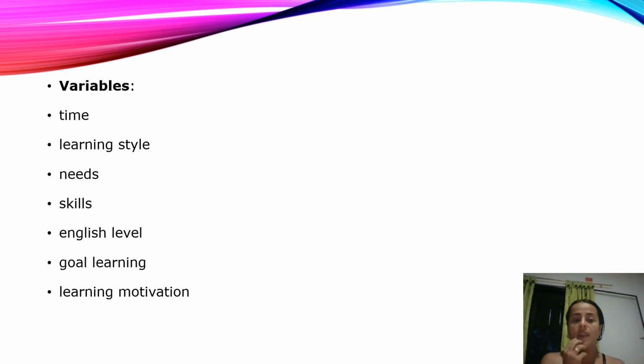English level, learning goal. The learning goal is to pass the exam so that she can be promoted at her job. And learning motivation. The learning motivation is the same as we said previously. Her motivation is that she wants to learn. She needs to pass the exam in order to get promoted.